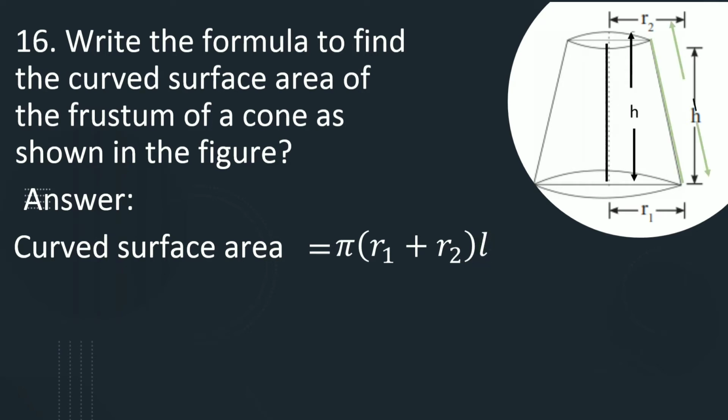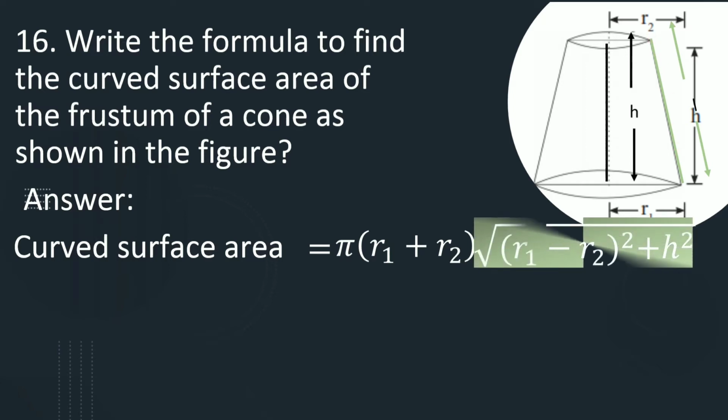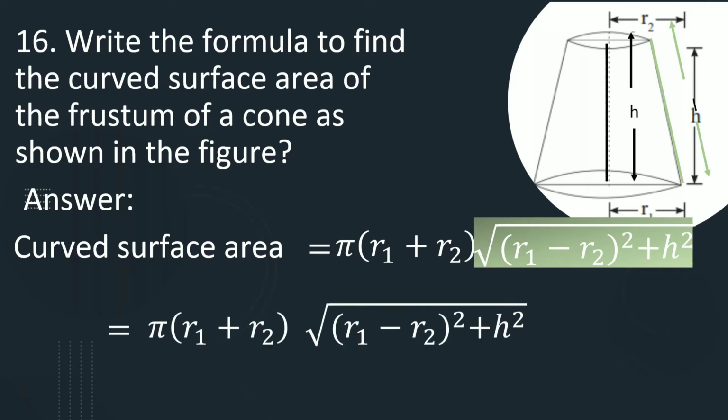L is actually this side. This one is L, represented by green line. L is equal to square root of R1 minus R2 the whole square plus H square. R1 is bigger, R2 is smaller. Be careful while writing. They may twist the question. So the surface area of frustum of cone is pi into R1 plus R2 into square root of R1 minus R2 the whole square plus H square.